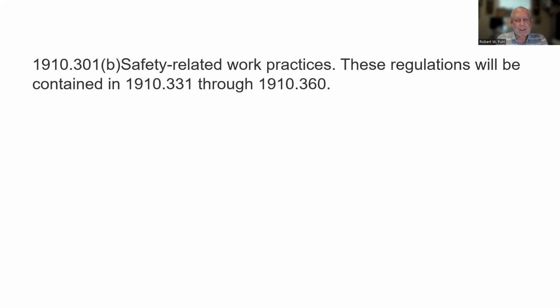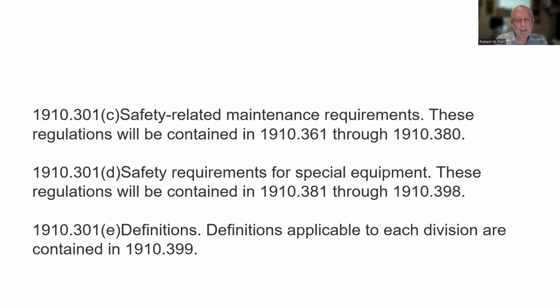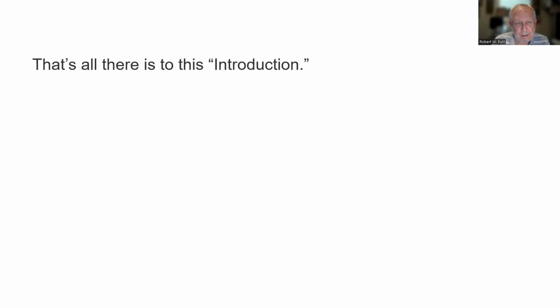Safety-related work practices. These regulations will be contained in 1910.331 through 360. I think that's supposed to be 335, but we're going to cover those. Safety-related maintenance requirements. These regulations will be contained in 361 through 380. Safety requirements for special equipment. These regulations will contain 1910.381 through 398. Definitions applicable to each division are contained in 1910.399.